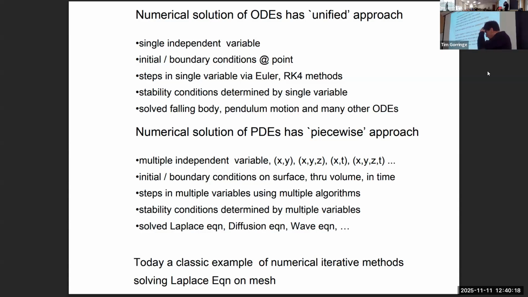The stability of the solutions to the partial differential equations is also more complex, more complicated, less unified. We're now not stepping in a single variable with a single step size, say delta t, in which we can evaluate stability. Now we're stepping in multiple variables, maybe it's x and y to solve a Laplace equation, maybe it's space and time to solve a diffusion equation. And it becomes more complicated with different steps in different dimensions in space and time to estimate precision and stability. So that's a difference.